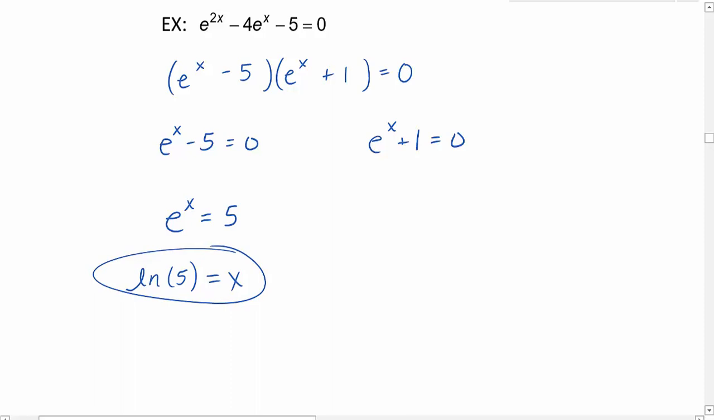The directions also ask for an estimate to the nearest thousandth, so just pop that in your calculator. Natural log can be done in the calculator. We get x equals 1.609.